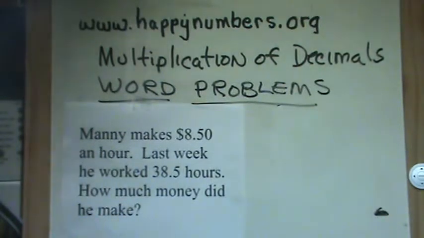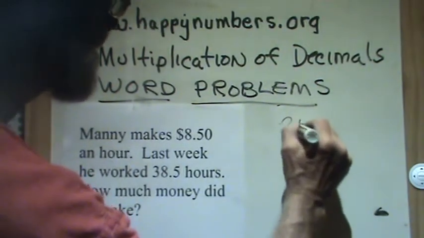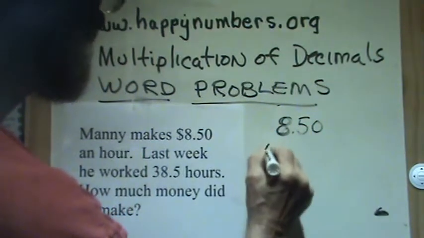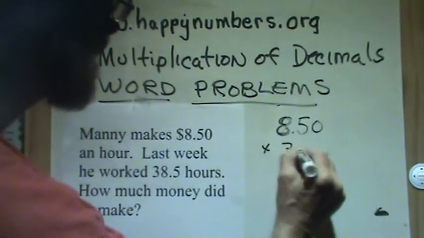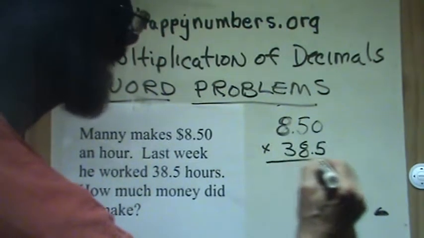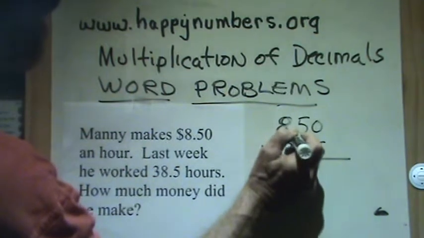Good. All right, let's see how we did. $8.50 times 38 5/10 hours, or 38.5 hours. Okay, we know we don't do anything with our decimal points now.